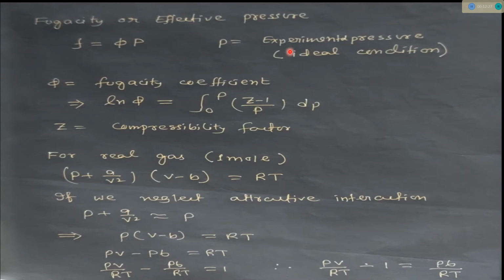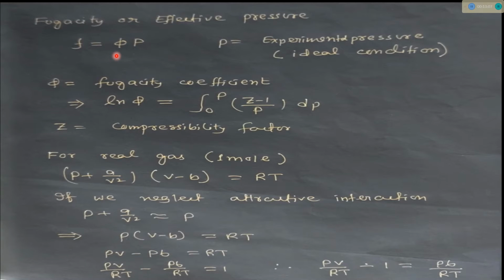This P is the experimental pressure, considering ideal behavior or ideal conditions. So P is the ideal pressure, or in this case the experimental pressure, considering ideal behavior of the gas, and F is the effective pressure, that is for a real gas. For a real system, you can write F is equal to phi P. P is the pressure for the ideal case, and for real conditions, the pressure is known as fugacity. This P is the normal pressure at ideal conditions.